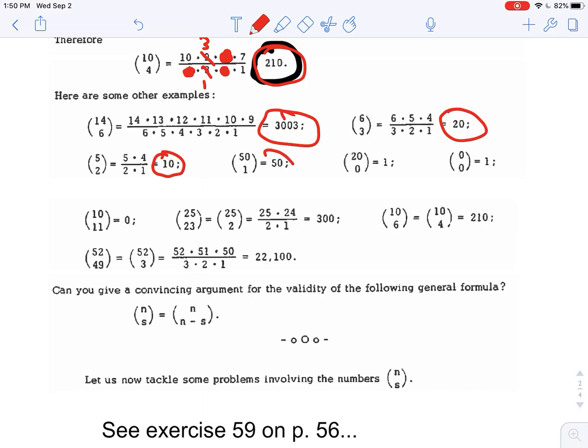Do you see how that math is working? 50 choosing 1 is 50. 20 choosing nothing is 1. 0 choosing 0 is 1. Again, empty set, you understand? It's only when I'm trying to choose something that's larger, like this, 10 choosing 11, that I can't do it. That's when it's the same.